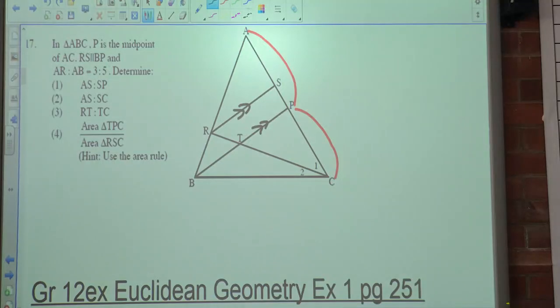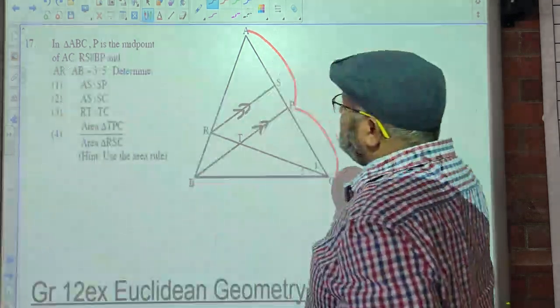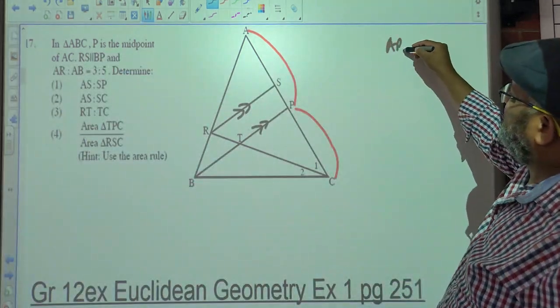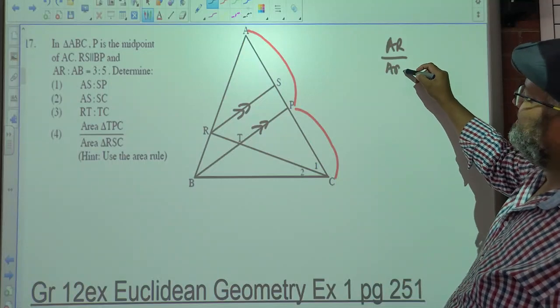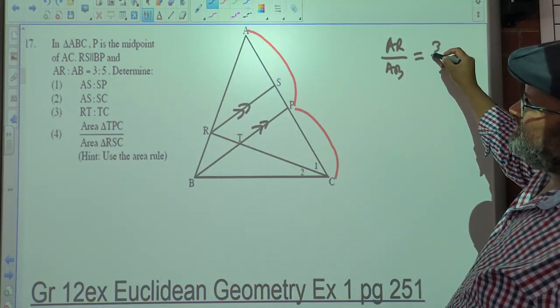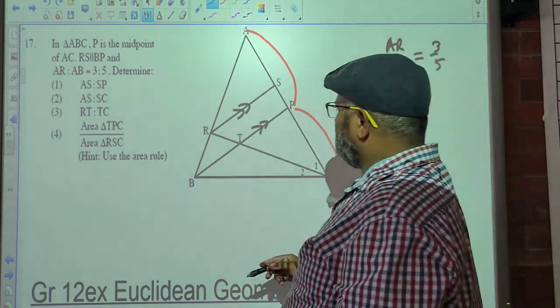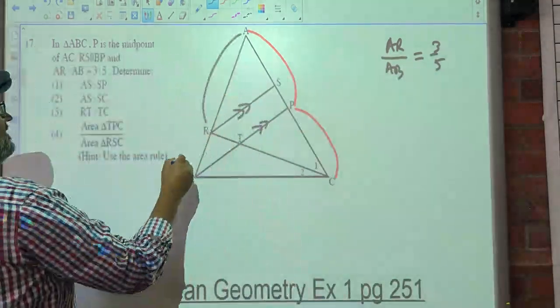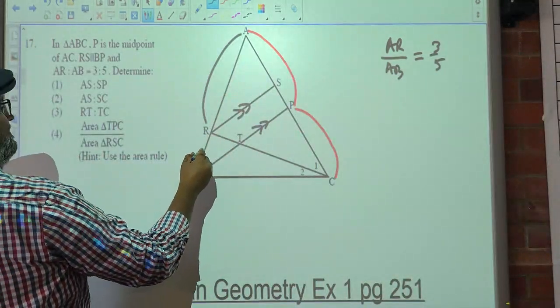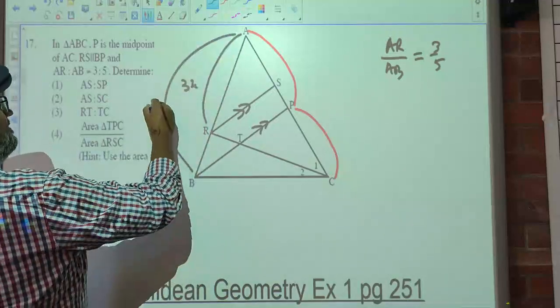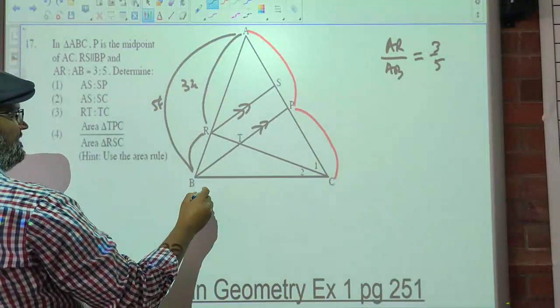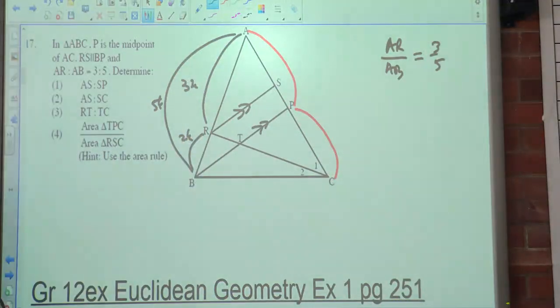Okay. So AR over AB is equal to 3 over 5. So you got AR over AB. So you're going to get 3K and 5K. So what is RB? 2K.